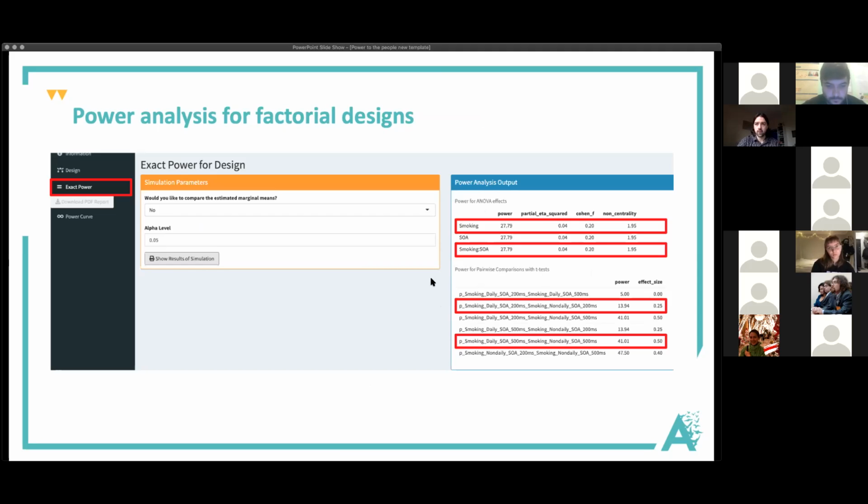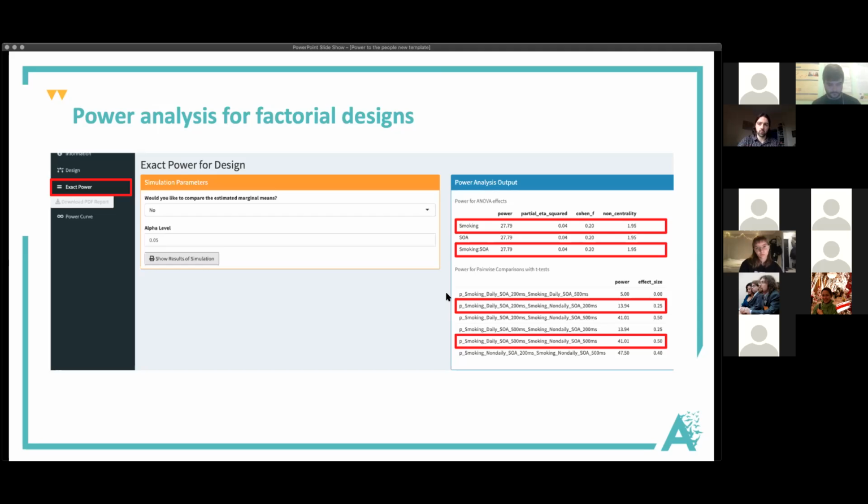So it's pretty low. We then have the power for the individual comparisons as well. This is like conducting your pairwise comparisons, like t-tests on the difference in conditions. I'm not interested in all of them. I was interested in daily and non-daily for the 200 millisecond condition, and daily and non-daily for the 500 millisecond condition. You can see for the first comparison, it's about 14% power, very low. And for the 500 millisecond condition, it's about 40%. So it's a little bit higher, but it's still not ideal.